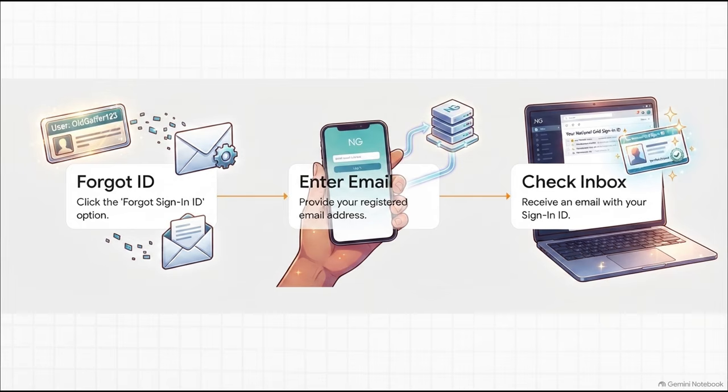Now, if you've forgotten the sign-in ID itself, you'll click the Forgot Sign-in ID option. You just type in the email address you originally registered with, and the system securely emails your ID directly to you. Quick side note here. National Grid is actively prompting older legacy users who still use custom usernames to convert their accounts over to email-based logins. I know change can be a bit annoying, but this is a vital update designed to step up your security and stop malicious credential harvesting.